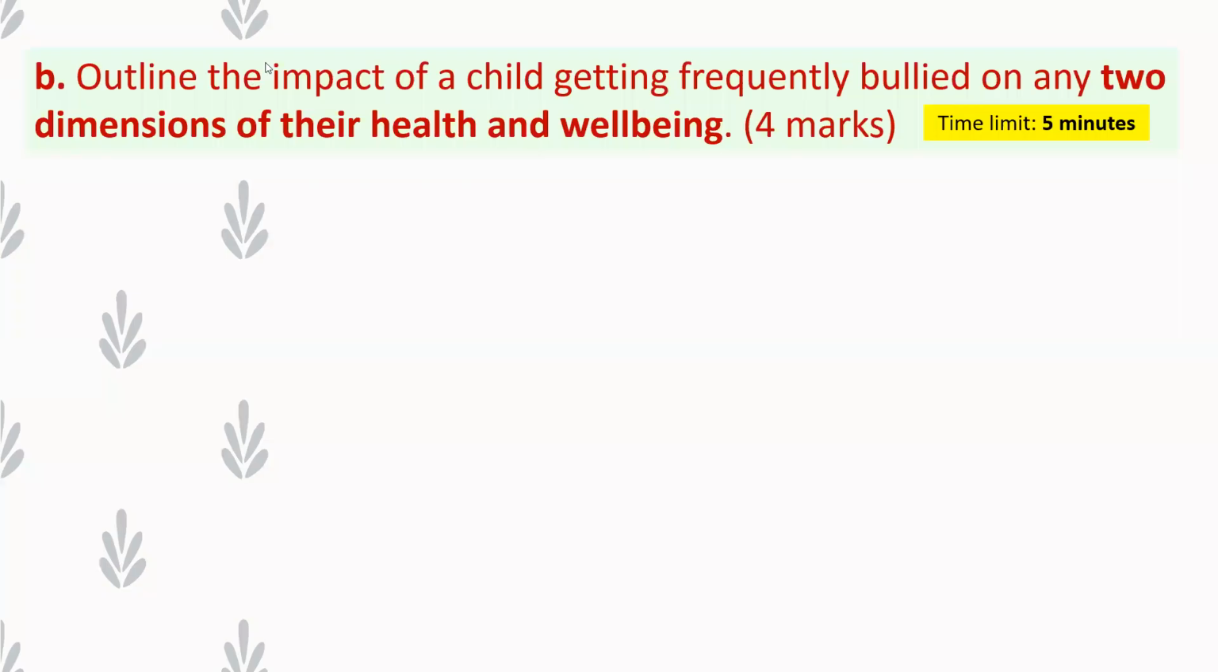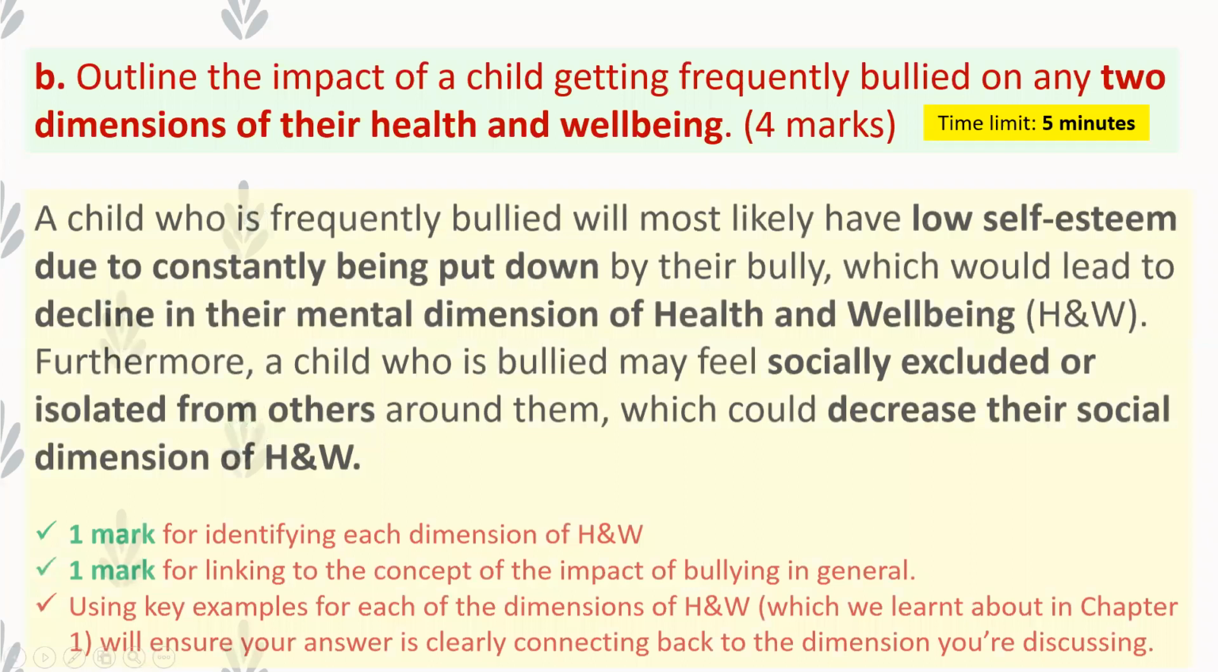Yep, so this question just looks at what is the impact of a child that's getting frequently bullied on any two dimensions of their health and well-being. So in your answer, you are expected to clearly indicate which dimension of health and well-being you're referring to, as well as how you relate that back to a child who's getting frequently bullied. So I'm just going to go ahead and show you guys the sample response.